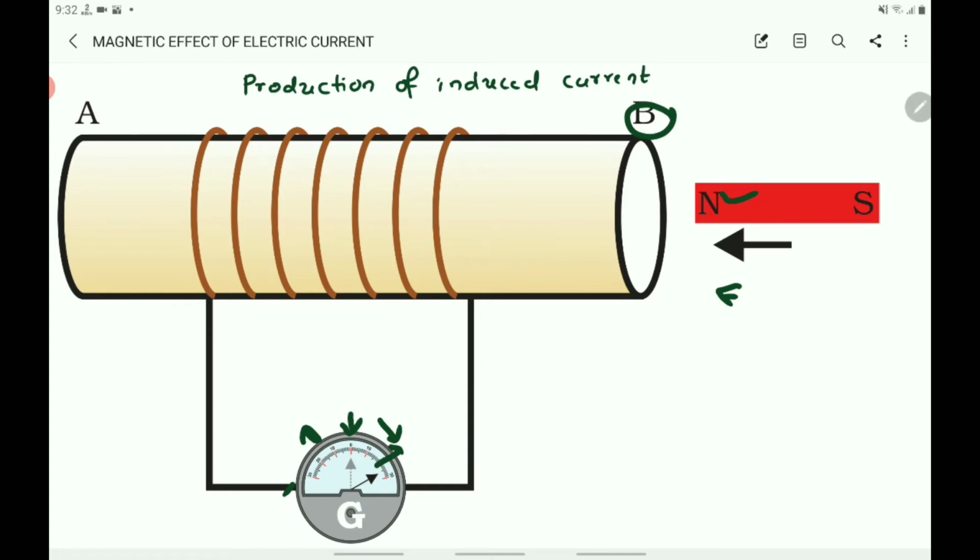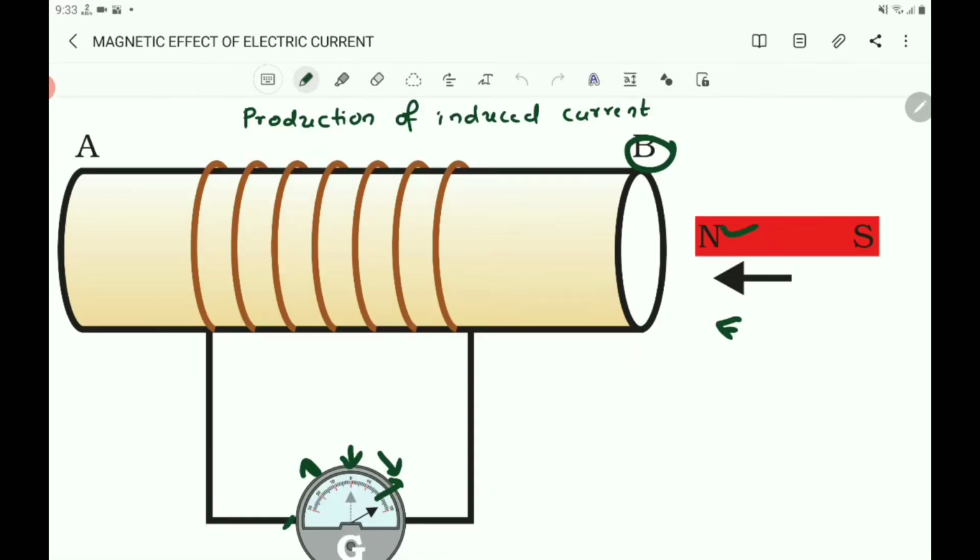Here, potential difference is set up in the coil as the magnetic field linking with the coil changes. Magnetic lines of force linking with the coil change, and current will be induced in the circuit. That is, this produces an induced potential difference in the coil, which in turn sets up an induced current in the circuit.